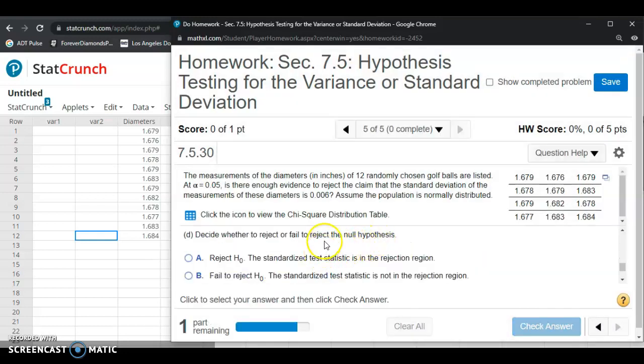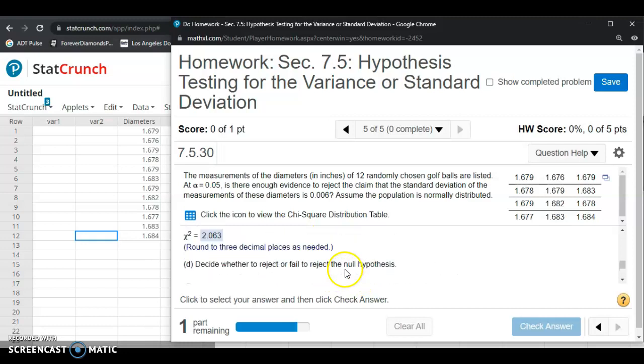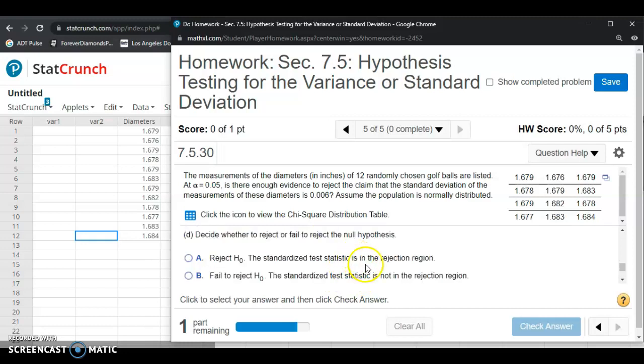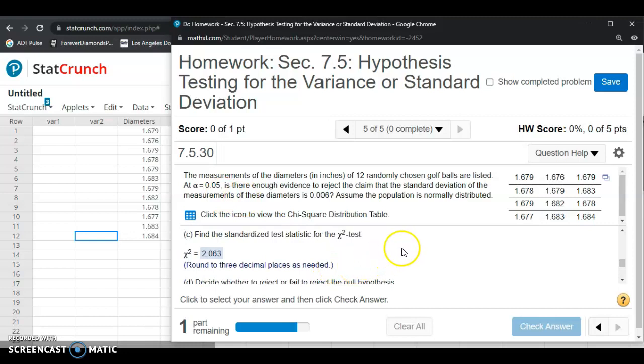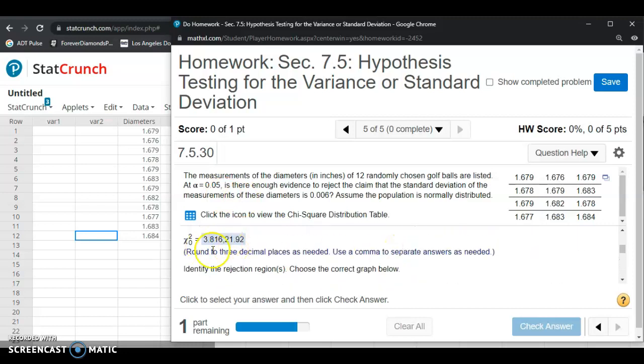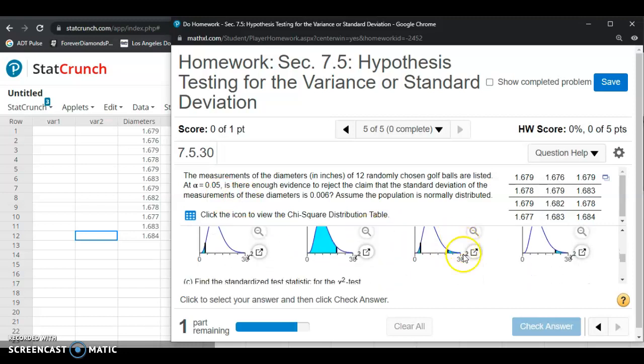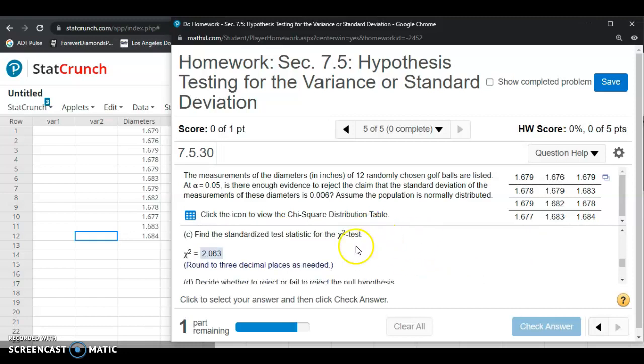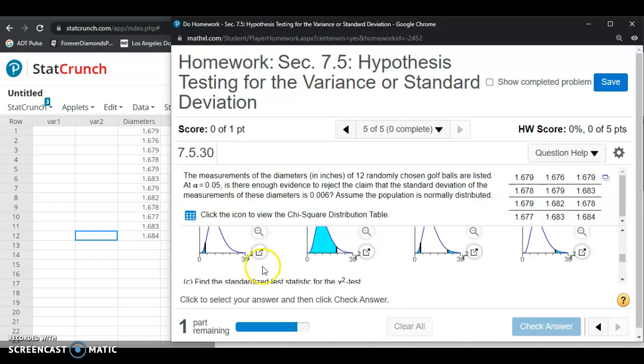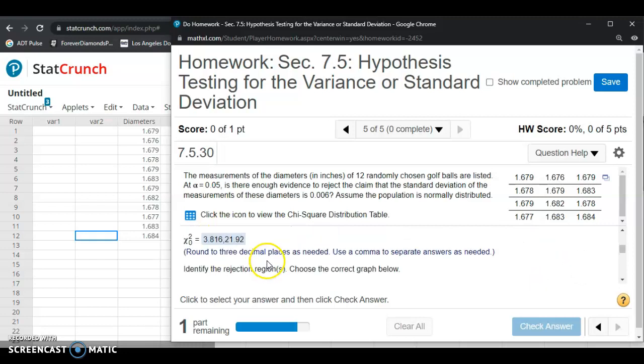So in part D, we're going to decide whether to reject or fail to reject the null hypothesis. Normally we would get the p-value and compare the p-value to the significance level. That's normally what we would do. But because this problem is asking us to find the critical values of the test, identify the rejection regions of the test, and calculate the test statistic, we're going to compare the value of this test statistic to the critical values.